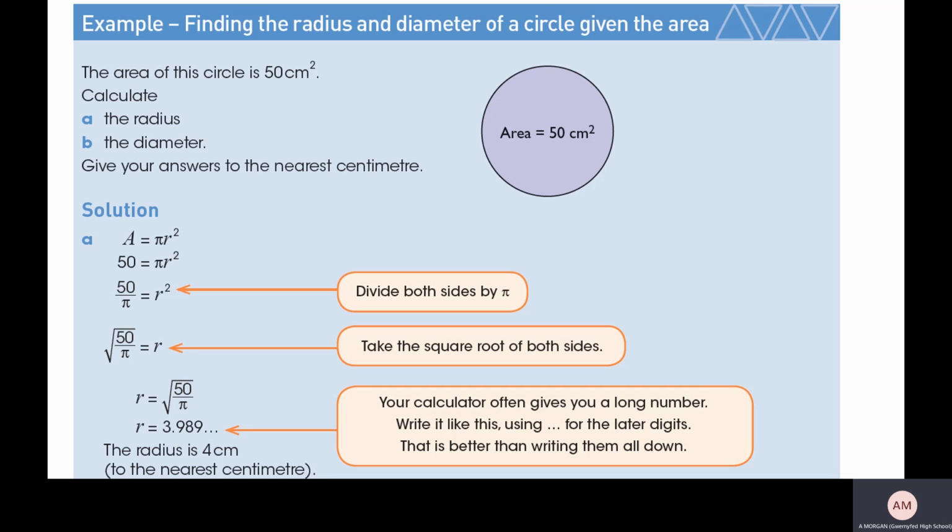3.989... We put the dots in because it just carries on and on and on, and we don't want to write it all out. It says in the question, give your answer to the nearest centimeter. So to the nearest centimeter, that's 4.